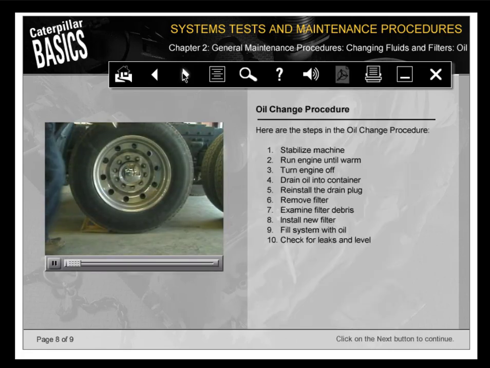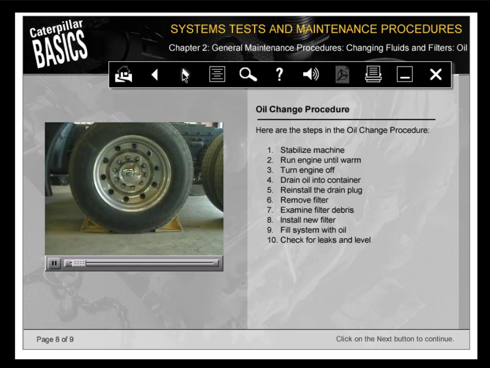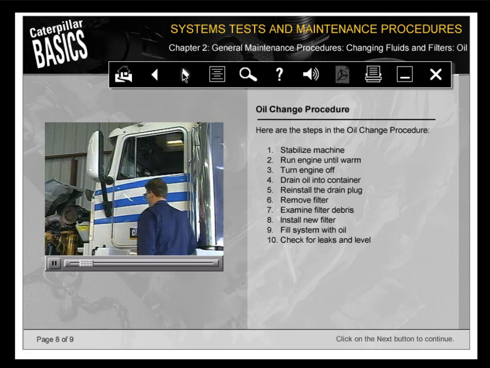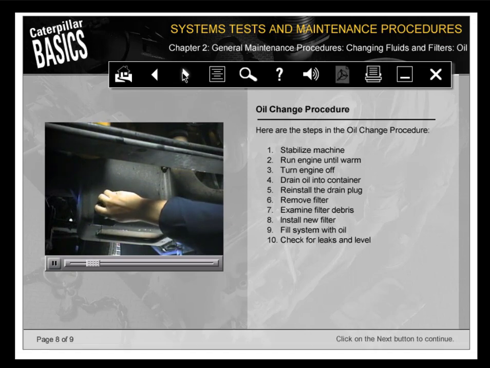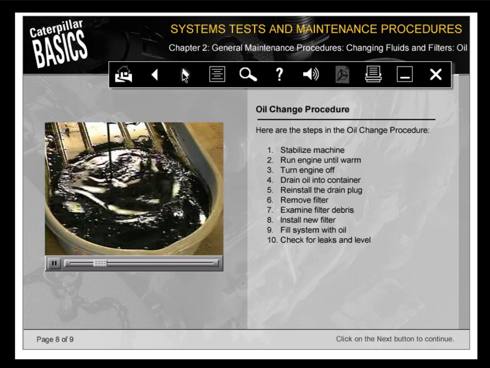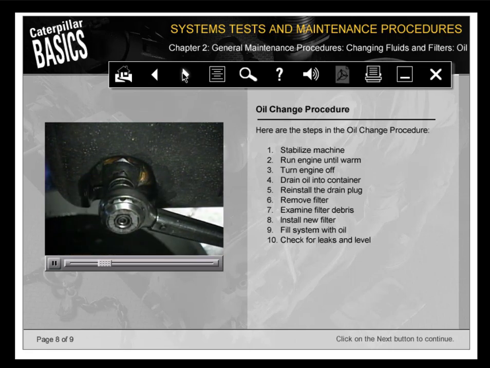Before you change the oil, make sure the equipment is on a level surface and that it is secure and will not roll. Run the engine until it reaches normal operating temperature, then turn it off. This warms up the oil so it drains more quickly and completely. Remove the drain plug and drain the oil while it is still warm. This removes more debris and suspended dirt from the system. After the oil is drained, replace the drain plugs and tighten them to the recommended torque.